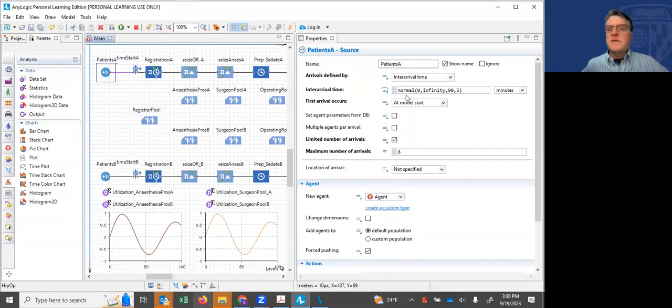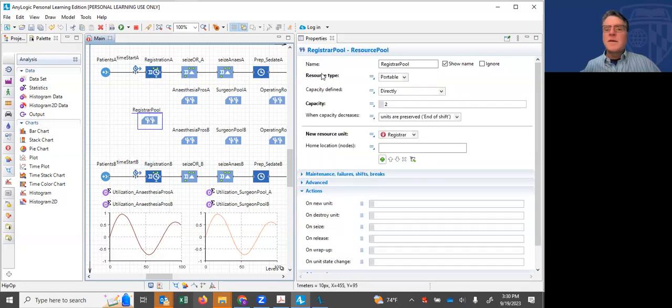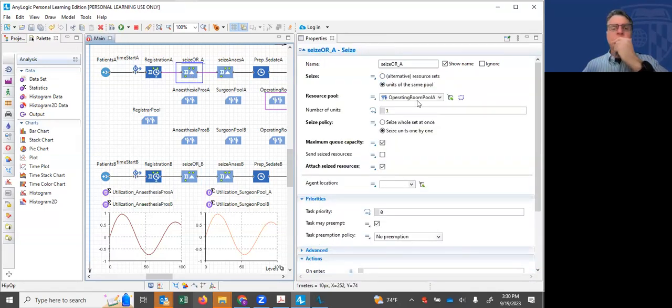All right, so patients are arriving every 90 minutes for patients A and also for patients B. Then registration takes place in 5 minutes with a standard deviation of 2 minutes. That's true here as well. Then we seize the OR. Let's have a look at how many we have in the registrar pool. There's 2.